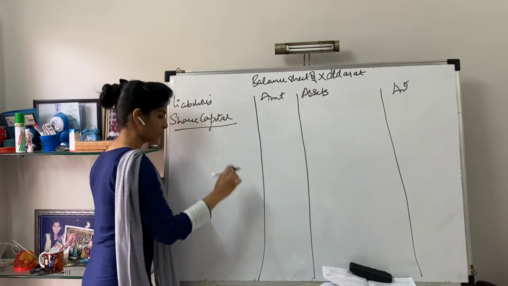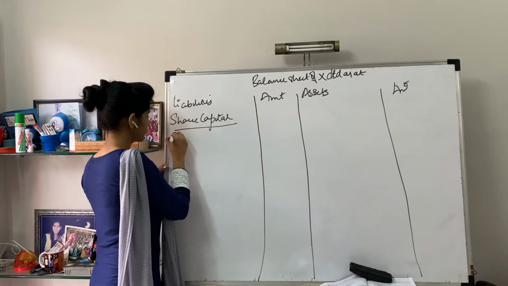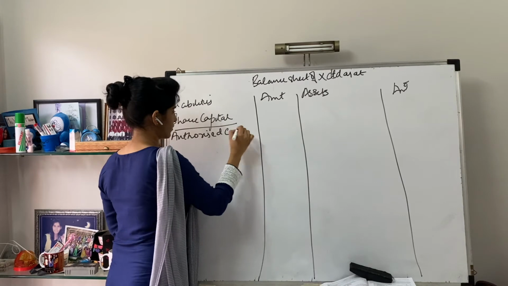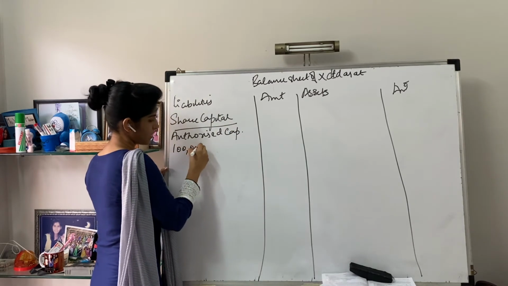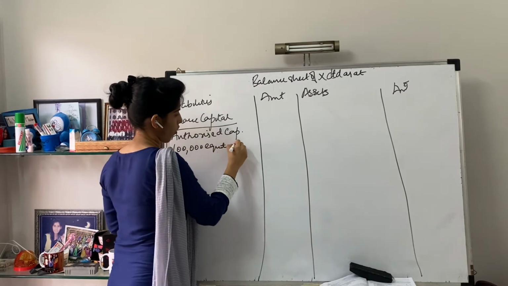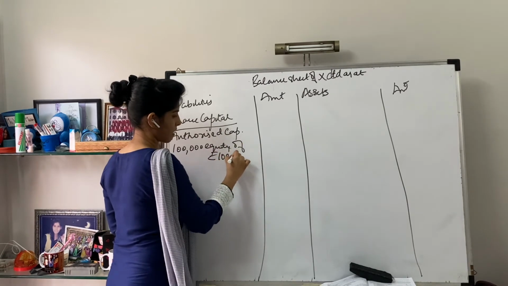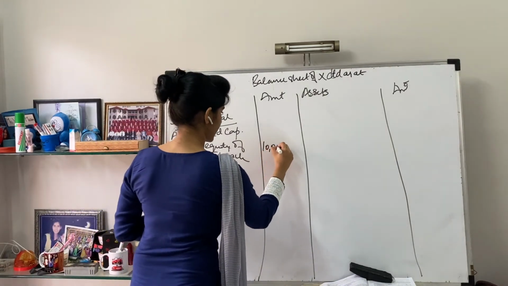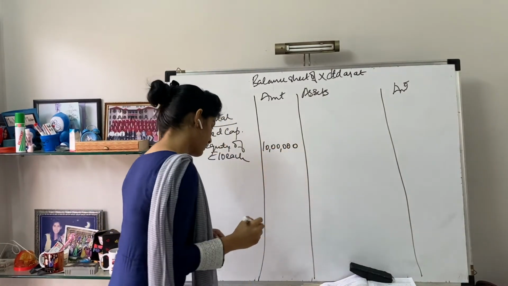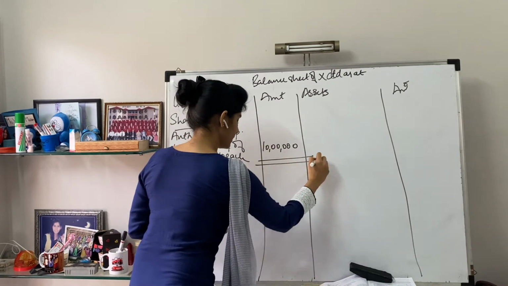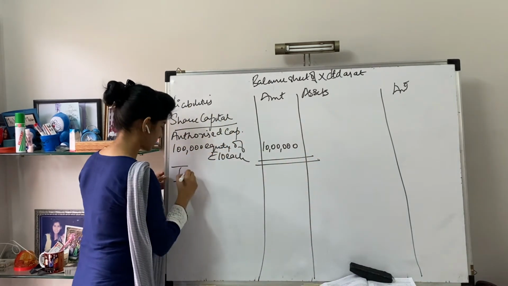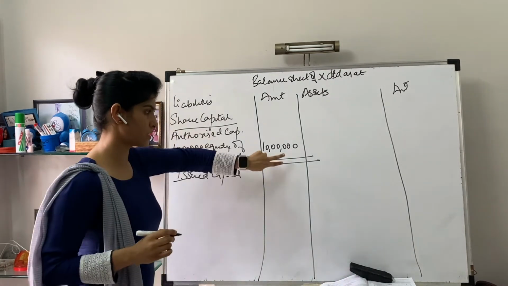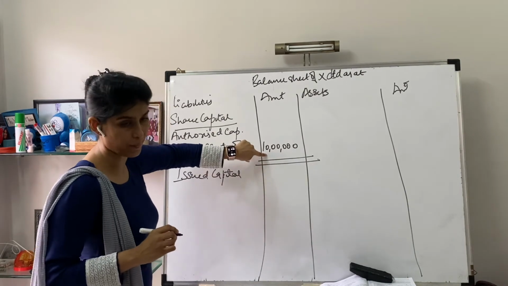In this, first will be your authorized capital. Your authorized capital was 1 lakh equity shares of rupees 10 each, that means your 10 lakh. Now why have we done this line twice? Because this will not be part of your total.